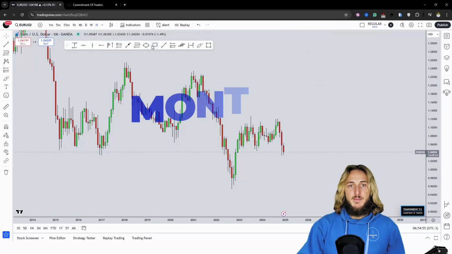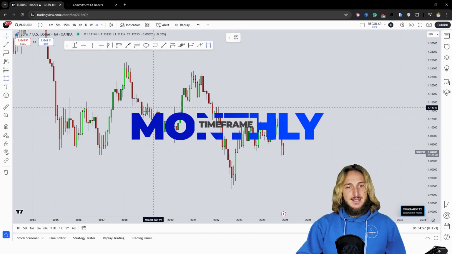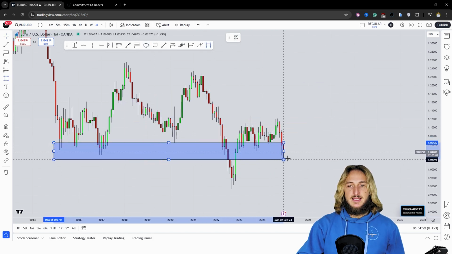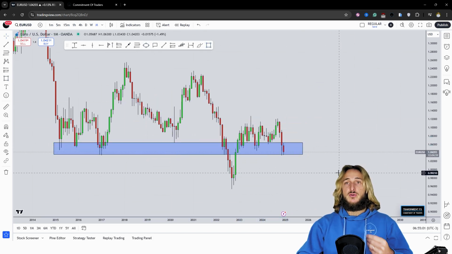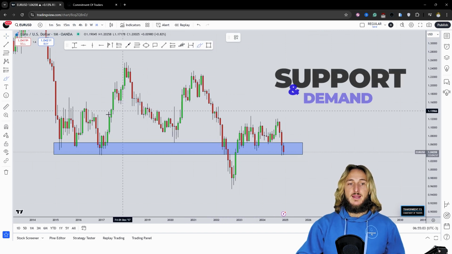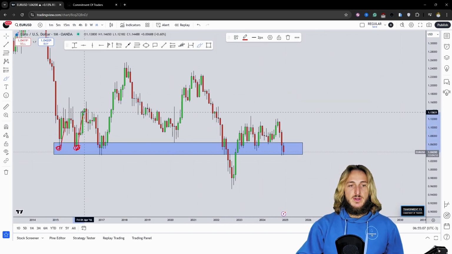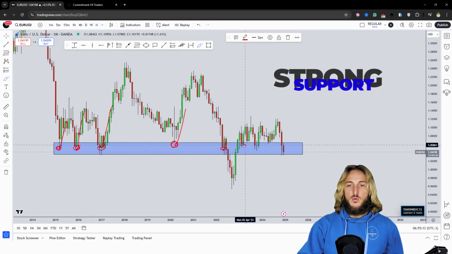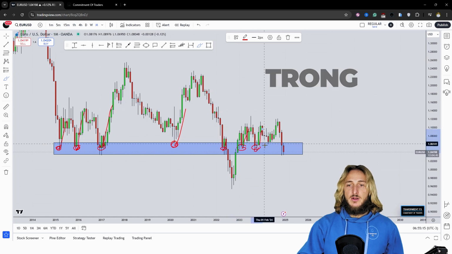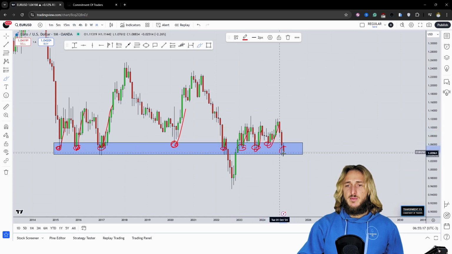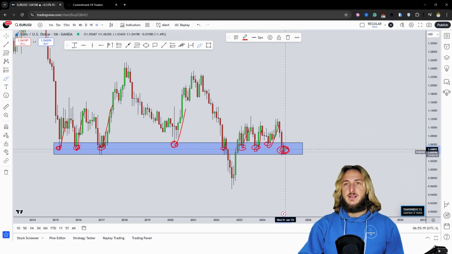Now, starting from the monthly time frame, what we can see is that at the moment we have a market which is testing a quite strong historical monthly support and demand area. From here, in fact, all these previous rejections to the upside were created. So every time the market tested this zone, it got rejected to the upside quite aggressively. And what we can notice is that at the moment the market is testing again the exact same zone.